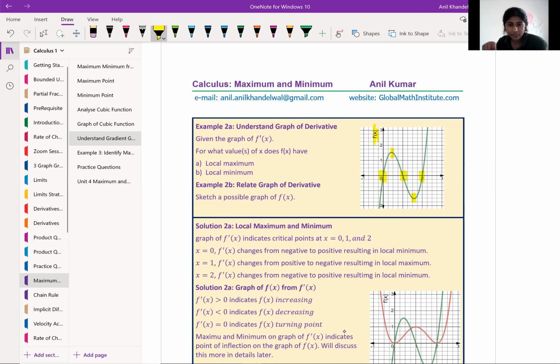Definitely, these critical points may represent a local maximum or a local minimum. Let's begin with the very first one, which is at 0. Is it a local maximum or a local minimum? Tell me. Neither. Why?